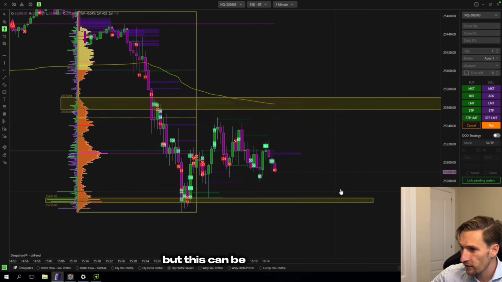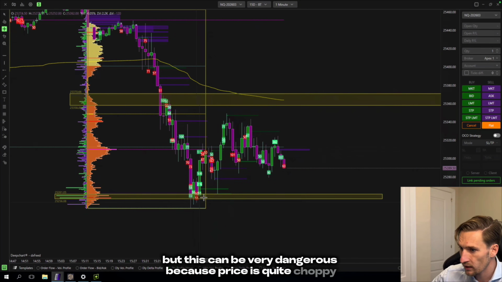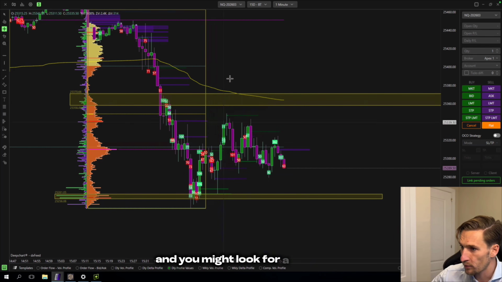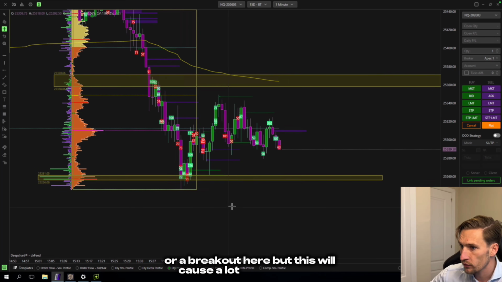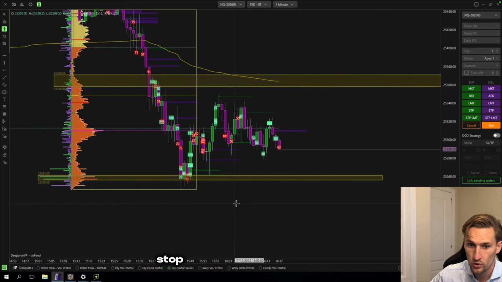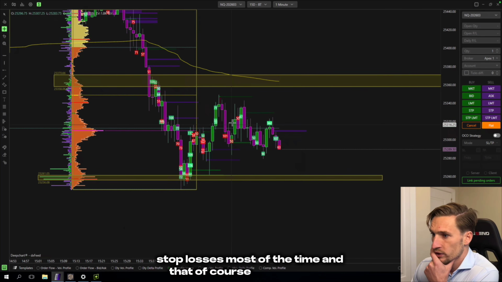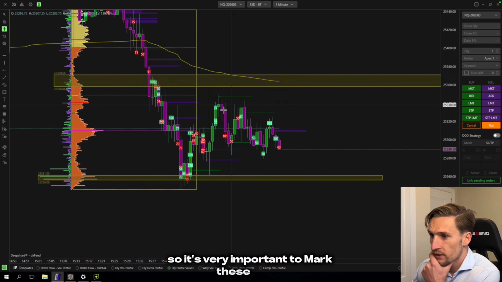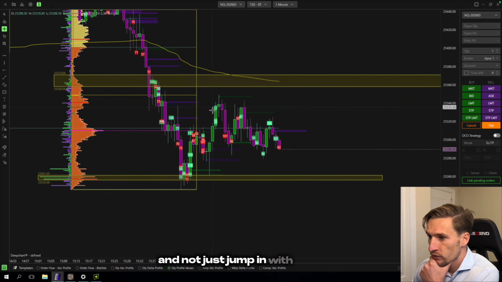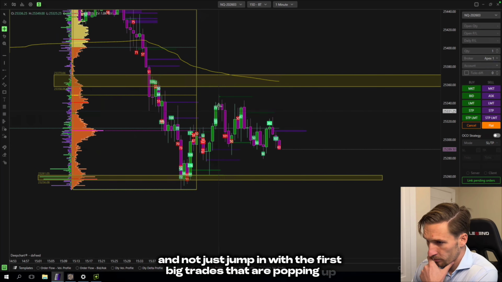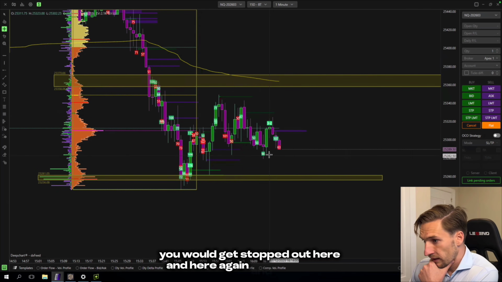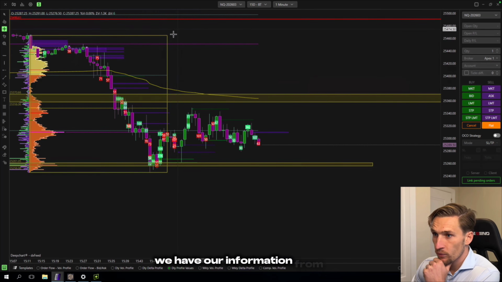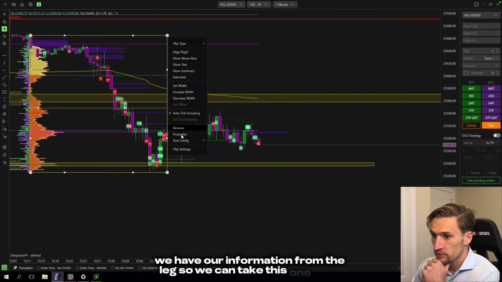But this can be very dangerous because price is quite choppy and you might look for a breakout here or a breakout here. But this will cause a lot of stop losses most of the time, and that of course we don't want. So it's very important to mark these levels and not just jump in with the first big trades that are popping up, because then you would get stopped out here. And if you think we are going short here, you would get stopped out here and here again and here again. Right, we have our information from the leg, so we can take this one away.